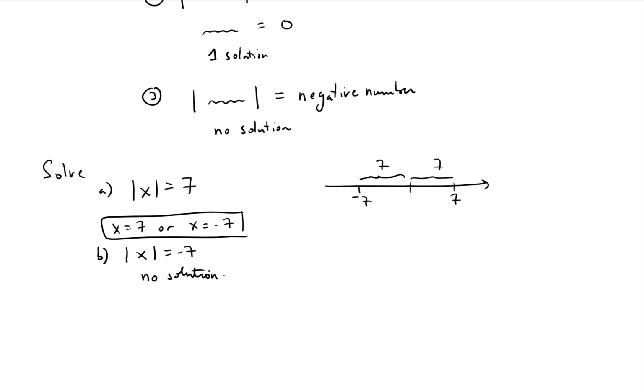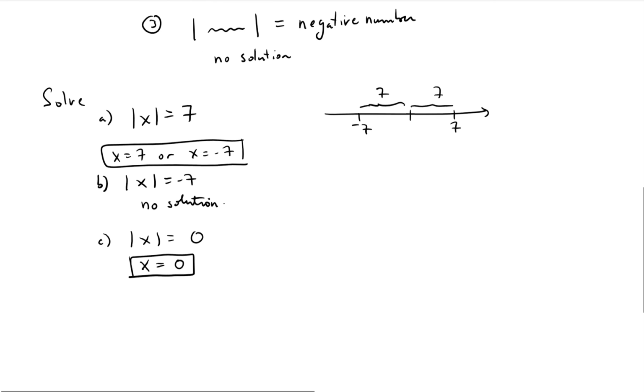What number has its absolute value equal to 0? That means its distance to 0 is 0. That means x must be 0. So there's one solution here only. So we're in case 2.